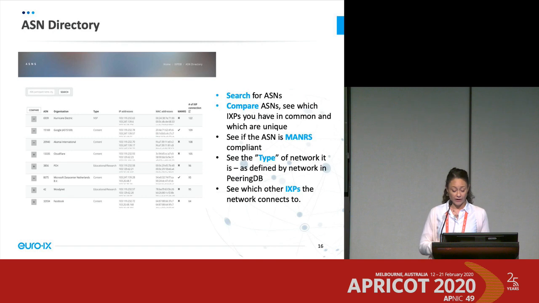So then it has an AS number directory, and that's an interesting one in many ways, and maybe particularly for IXPs, but also for networks. The text is very small, but for example, you can compare AS numbers. Let's say you are a particular network and you're looking to peer with another network, you can very quickly look at what IXPs you have in common and which ones are unique. And you can also see the type of network. The data that comes in here, most of that comes from the IXPs, but the type of network is actually being pulled from PeeringDB. So that's all self-defined data, so to speak. If you update that in PeeringDB, that will be updated here as well.